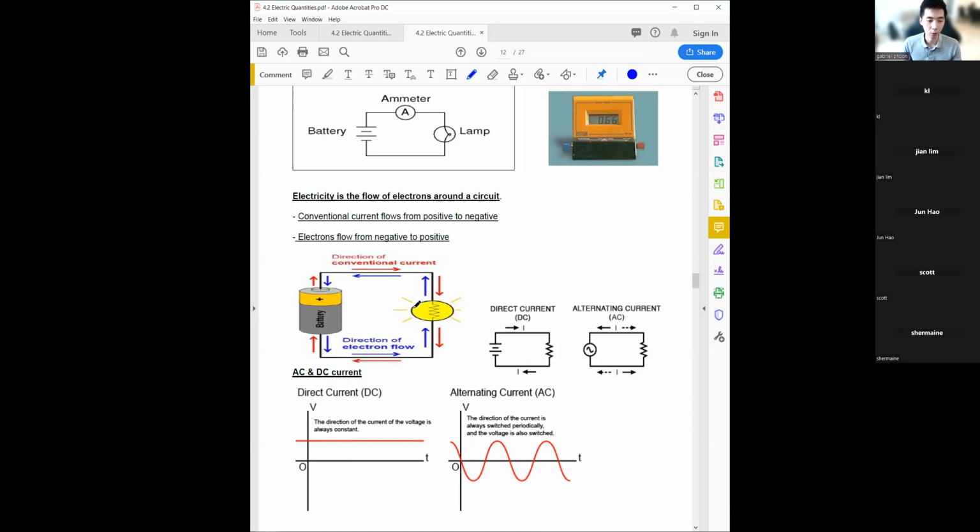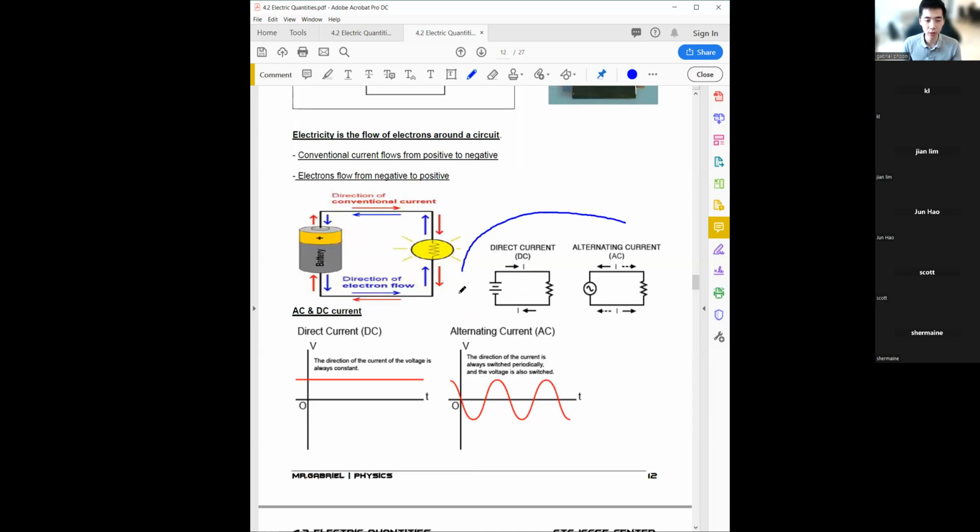Just remember the flow. Now after that, we also introduced the concept of direct current and alternating current, right? Direct current are basically things like battery, right? They will supply current in one direction only, right?